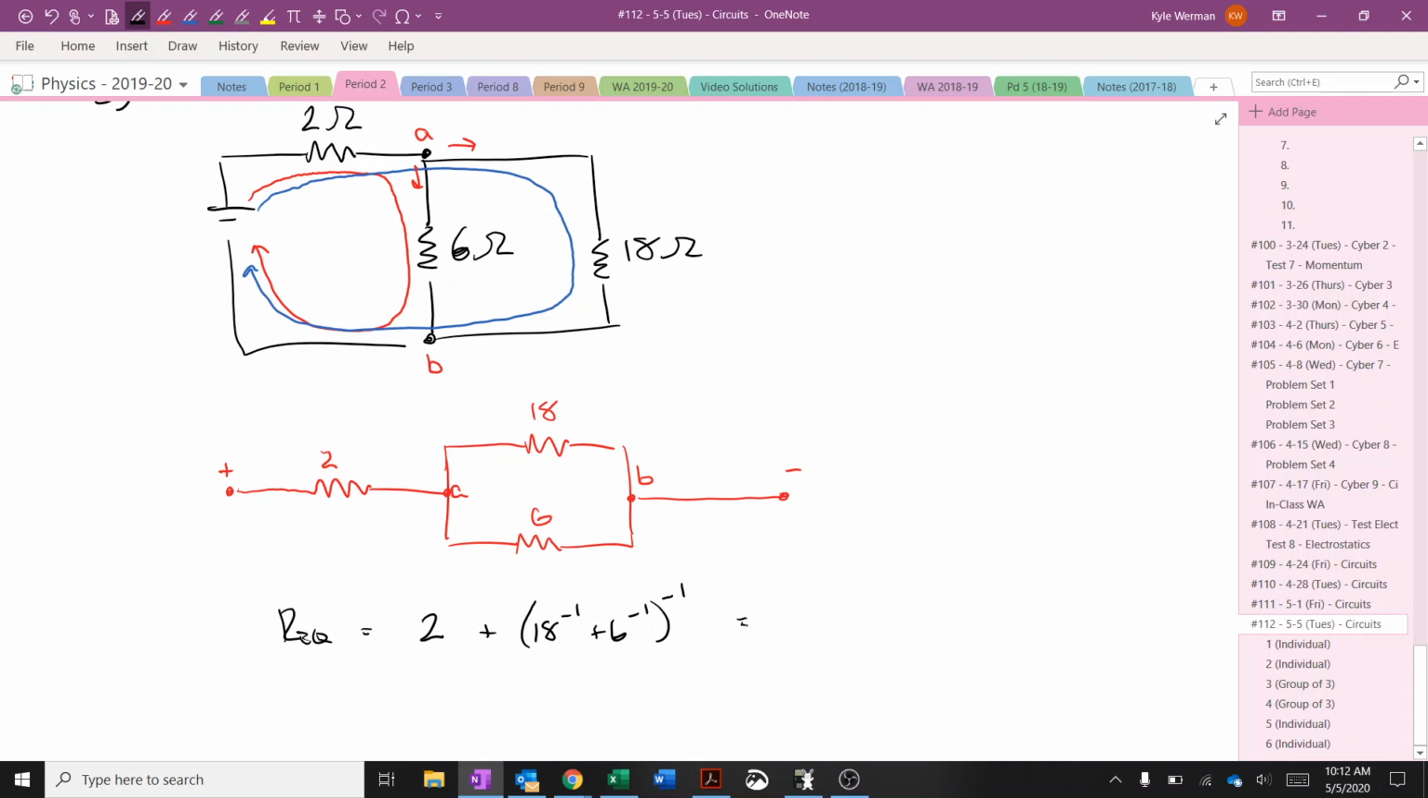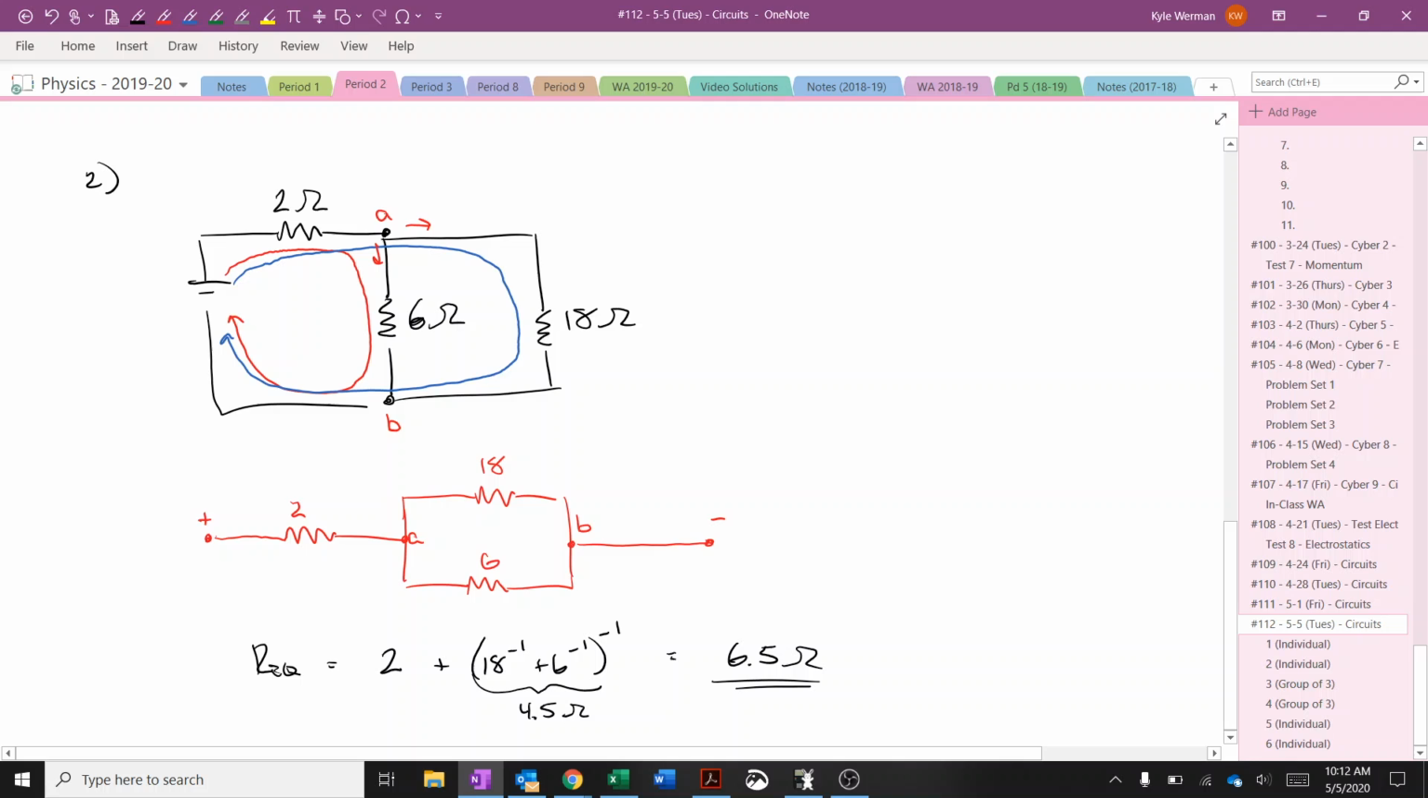So that parallel combo right here, if I do that in my calculator, I should get 4.5 ohms. And if I add that to 2, I get 6.5 ohms. So my equivalent resistance of this circuit overall is 6.5 ohms. Hopefully that makes a little bit of sense.